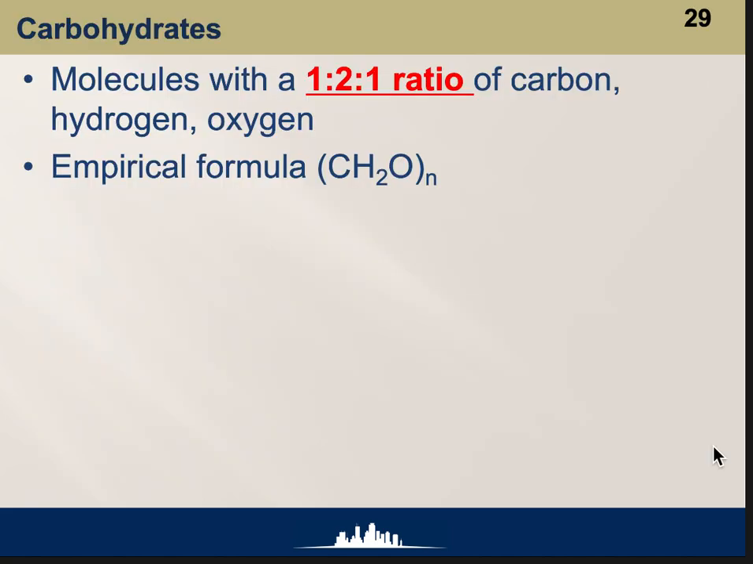So we have carbohydrates, and these molecules have a 1 to 2 to 1 ratio of carbon, hydrogen, and oxygen. So we have a formula that looks like CH2O with a subscript n. And this n right here, we're going to use an algebraic expression here. If the n is 6, you can write this in your notes, then it's going to be C6H12O6.